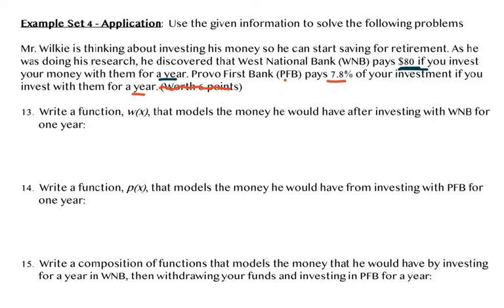Okay, number 13, it says write a function, W of x, that models the money he would have after investing with West National Bank for 1 year. So how do we write an equation for what he's going to save? We don't know how much he starts with, right? So we'll call that x. But he does get $80, so we're going to just add $80 to it. And that's how much money he has after a year. So we're going to call that W of x. That means the function of West Bank in terms of x being our input. And so if he invests $1,000, he would do 1,000 plus 80, and that's how much money he would have.